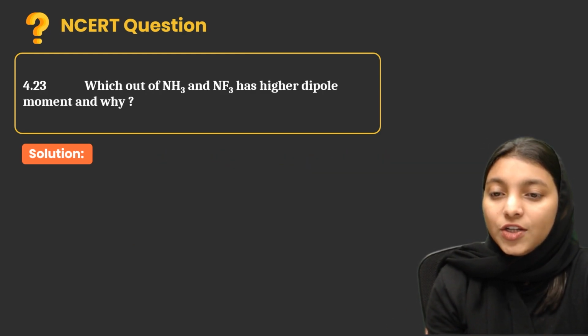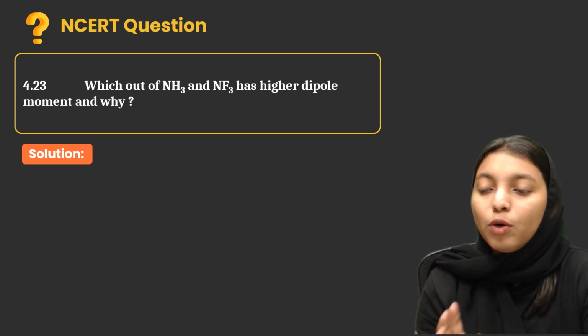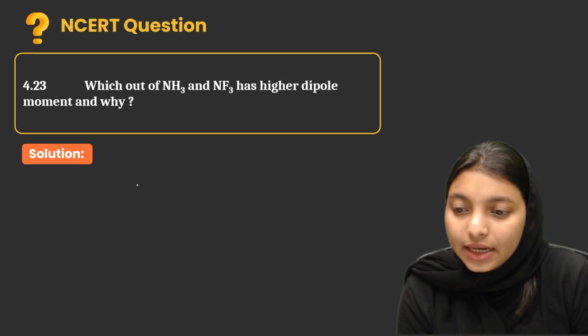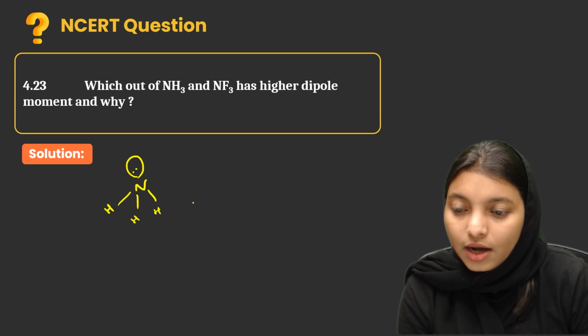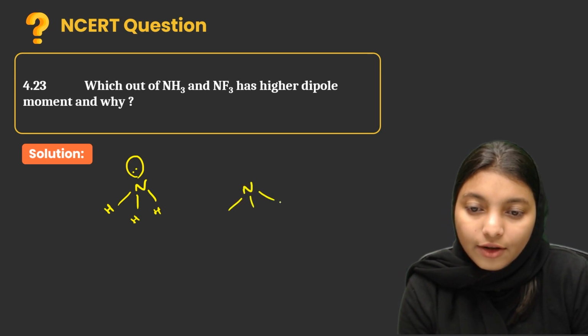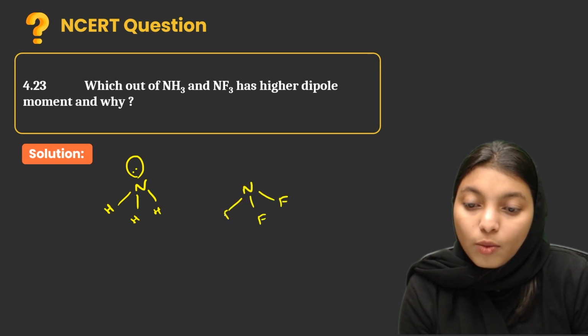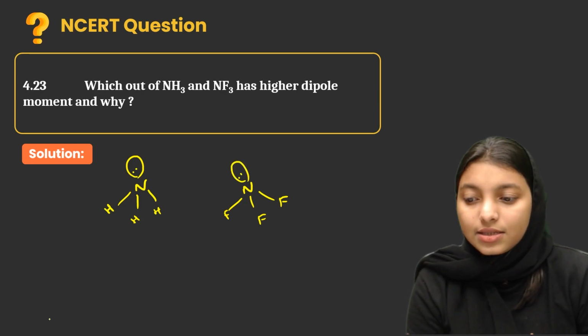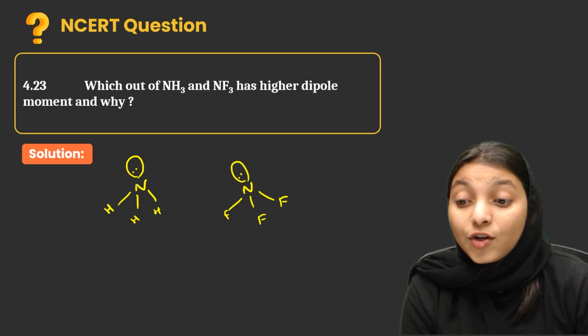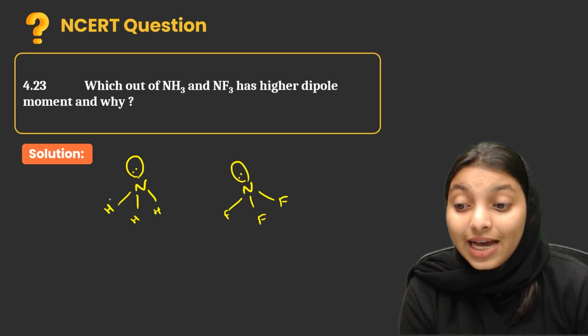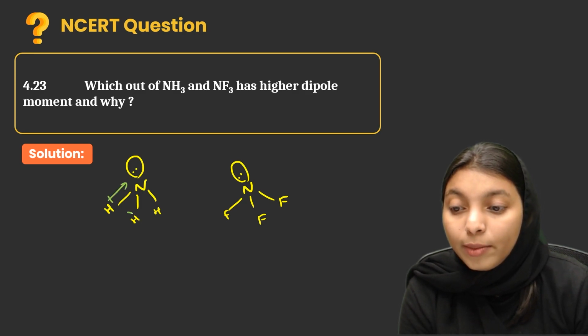Which out of NH3 and NF3 has higher dipole moment and why? So I am taking the NH3 molecule and its shape will be like this. We know hydrogen here, hydrogen here, hydrogen here. Again for NF3, the same geometry, and here we have like this. Okay, so if you look at NH3, here nitrogen is more electronegative than hydrogen. So the dipole moments of the 3 bonds will be like this, and this lone pair will be going up.